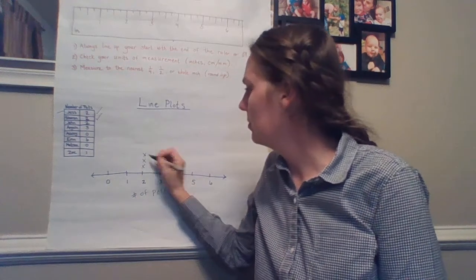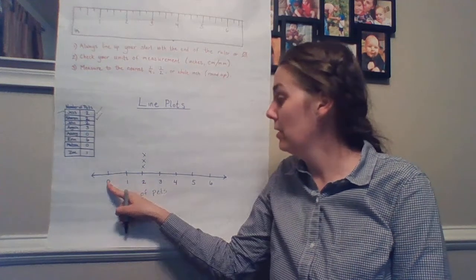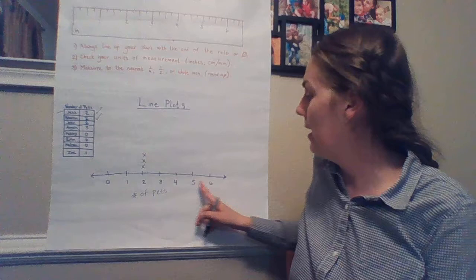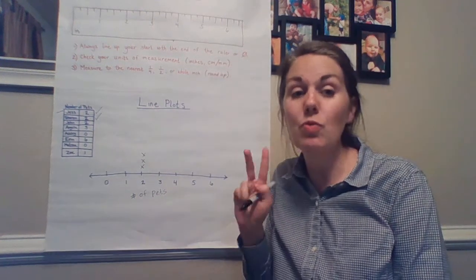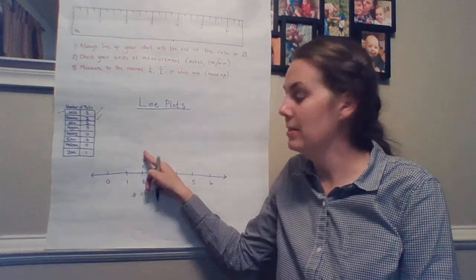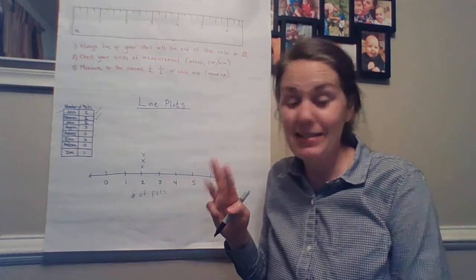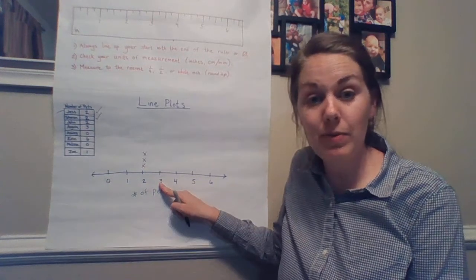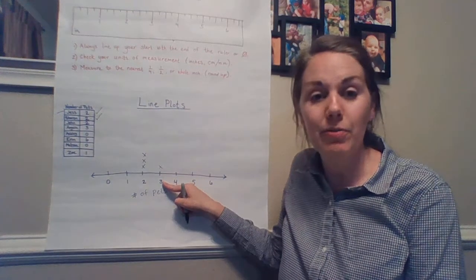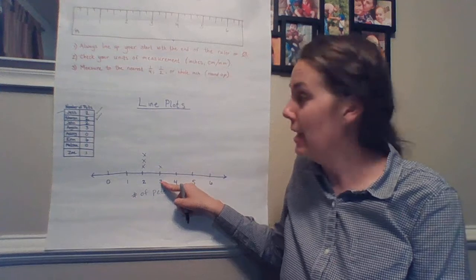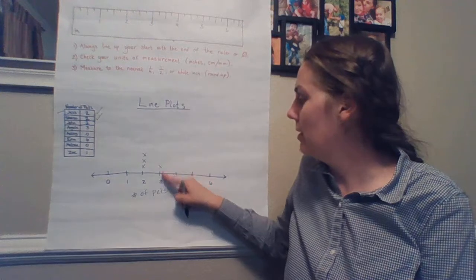Because remember, the 2 is representing the number of pets. So I have 0, 1, 2, 3, 4, 5, and 6 pets. So far, 3 people have responded that they have 2 pets. So I have 3 X's over the number 2. Now Angela, she has 3 pets. So I'm going to go over to the 3 and mark an X over the 3 for her 3 pets. So far, our data is showing that we have 3 people who have 2 pets and 1 person who has 3 pets.